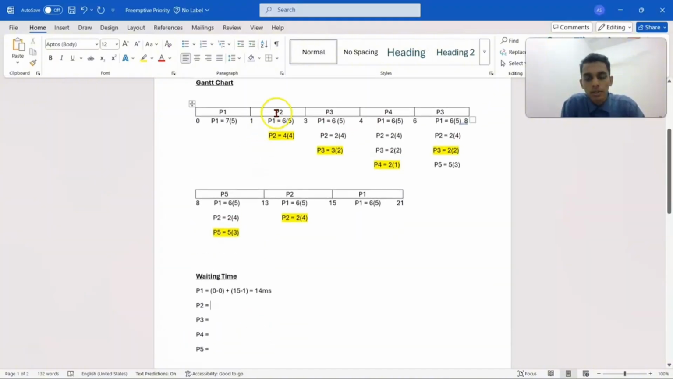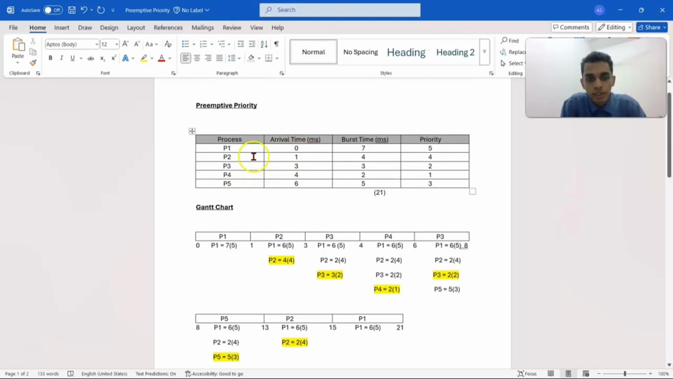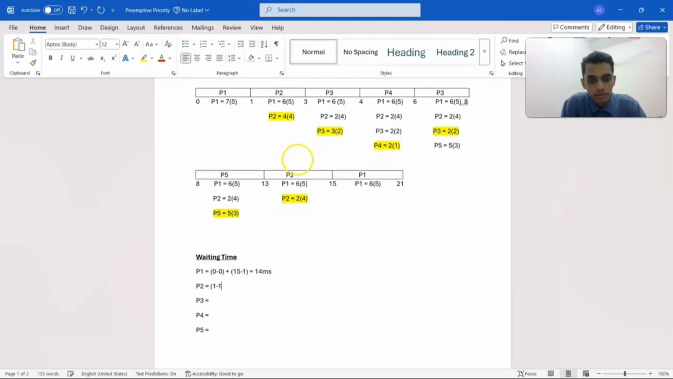For process 2, it's a similar process as it ran twice. We'll first find the first response time, which is 1, and we'll minus it by the arrival time in the table, which is 1. We'll add it up with the second response time, which is 13, minus it with the time it ended the first time it ran, which is 3. And you have 10 milliseconds.